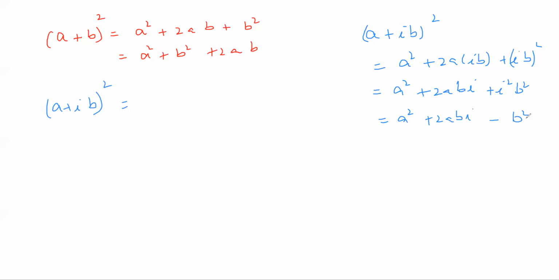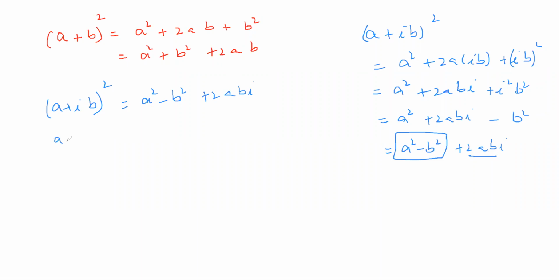Now, the terms that don't have an iota with them are a part of the real part, okay? So this is a square minus b square plus 2ab iota. Now, this much is the real part of this a plus iota b whole square, and this is the imaginary part over here. So this is an optional thing for you. This can really save your time when you're dealing with the longer questions. If you remember that a plus iota b square is going to be a square minus b square plus 2ab iota.